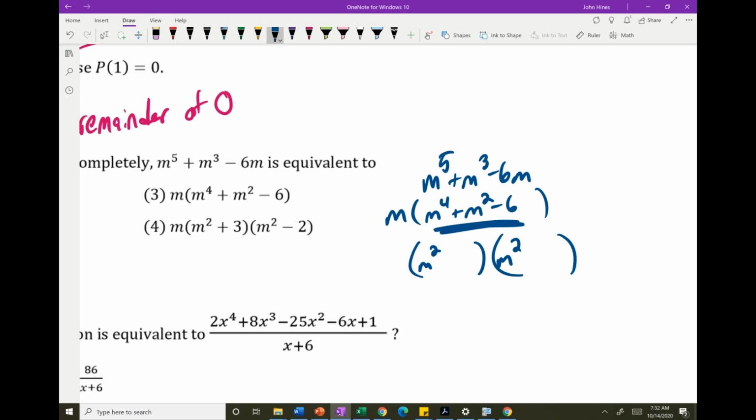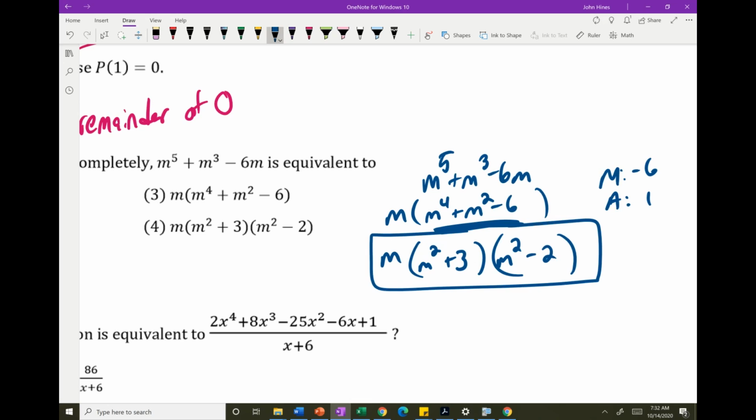Well, how do I factor trinomials? What multiplies to negative 6 that adds to my middle term of 1? It'll be positive 3 and negative 2. And remember, don't lose your GCFs. We spent a lot of time talking about factoring strategies. Make sure you know how to do all of them.